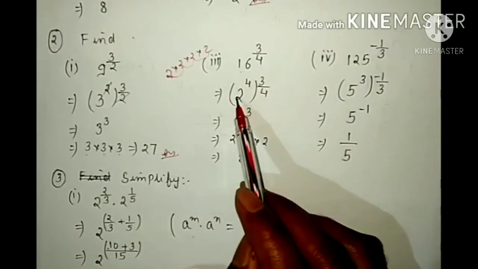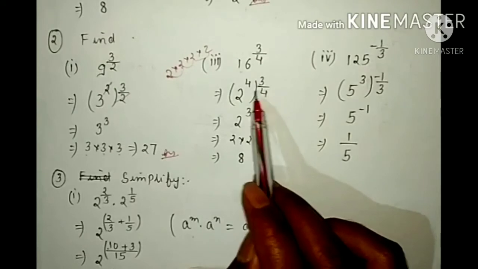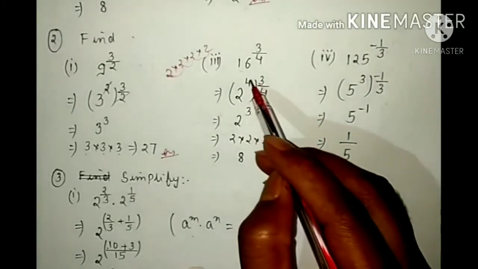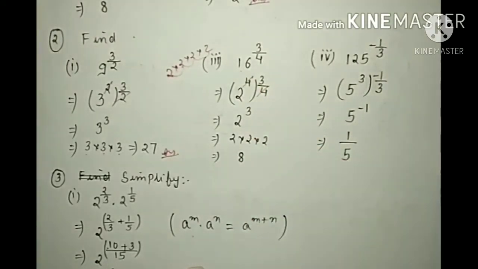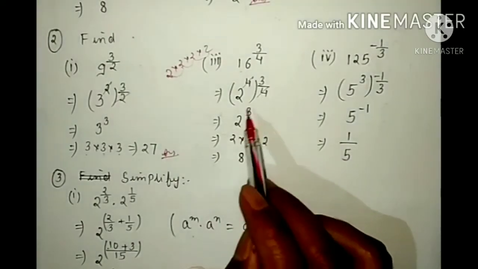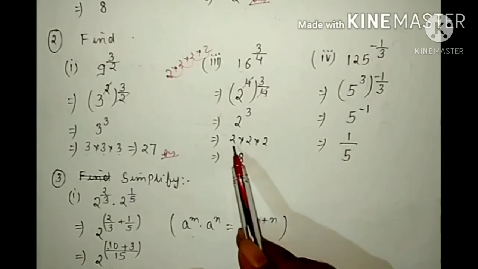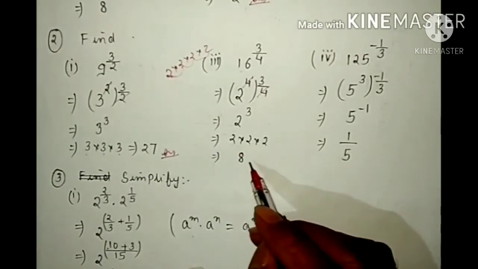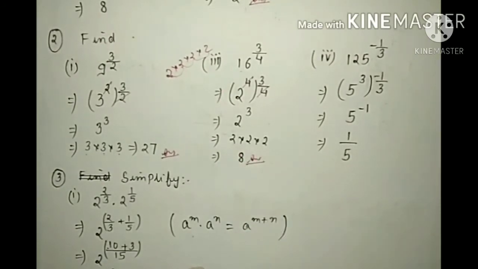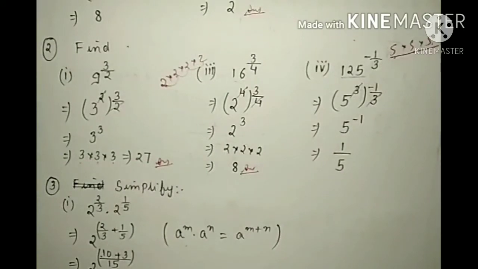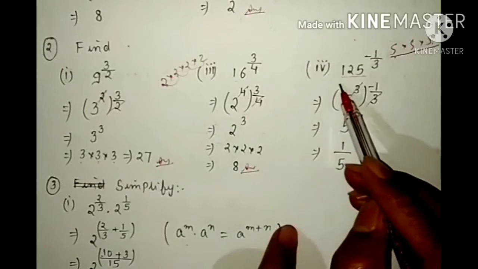Now 2 की power 4 whole power 3 by 4. Again 4 and 4 will be cancelled. What is left? 2 की power 3. 2 की power 3 can be written as 2 into 2 into 2. 2 2's are 4, 4 2's are 8. So 8 is your answer. Now we will see the fourth part of second question.